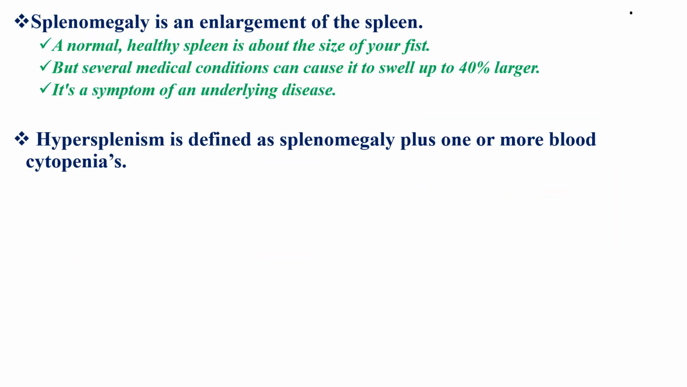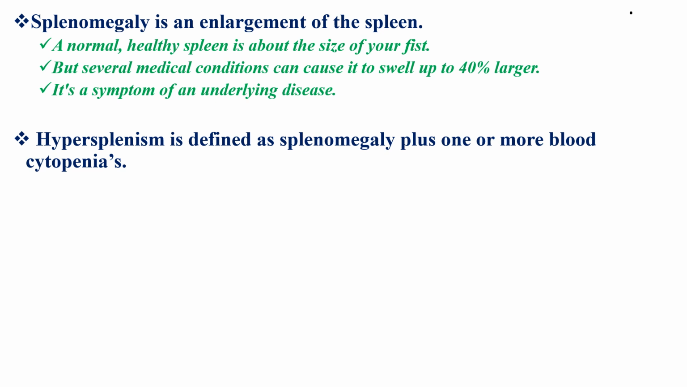Splenomegaly is an enlargement of the spleen. A normal healthy spleen is about the size of that person's fist. But several medical conditions can cause it to swell up to 40% larger. Splenomegaly is not a disease by itself, it's just a symptom of an underlying disease.